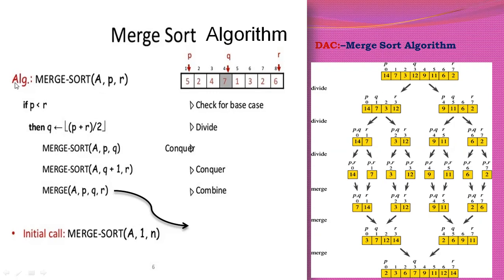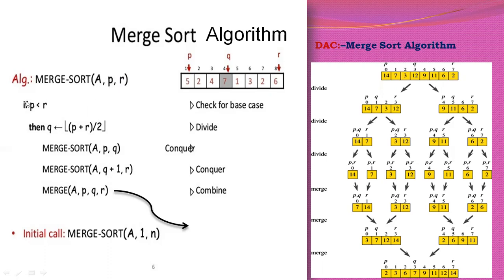So whenever we are planning to write an algorithm, the header part of an algorithm is algorithm MergeSort. Merge sort is the name of the algorithm. And here we are passing three parameters, namely A, P, and R. A is considered as the array, P is the first array index value, and R is to be considered as the last array index value.